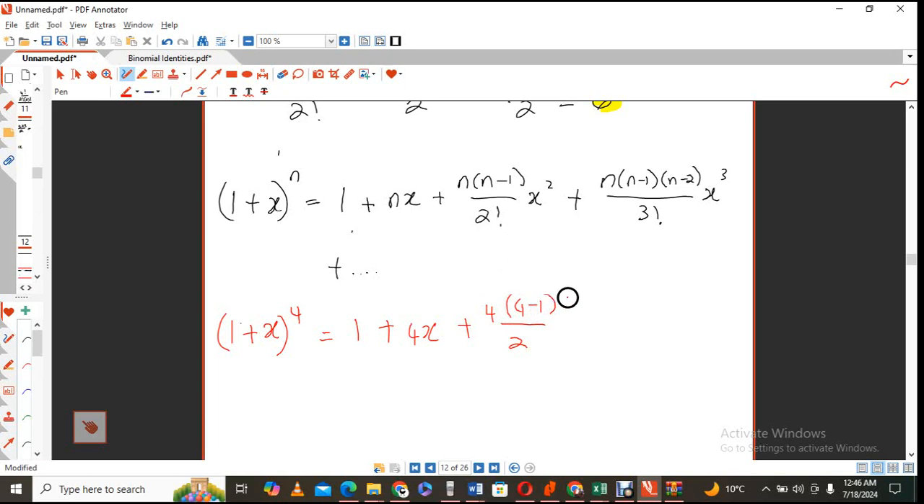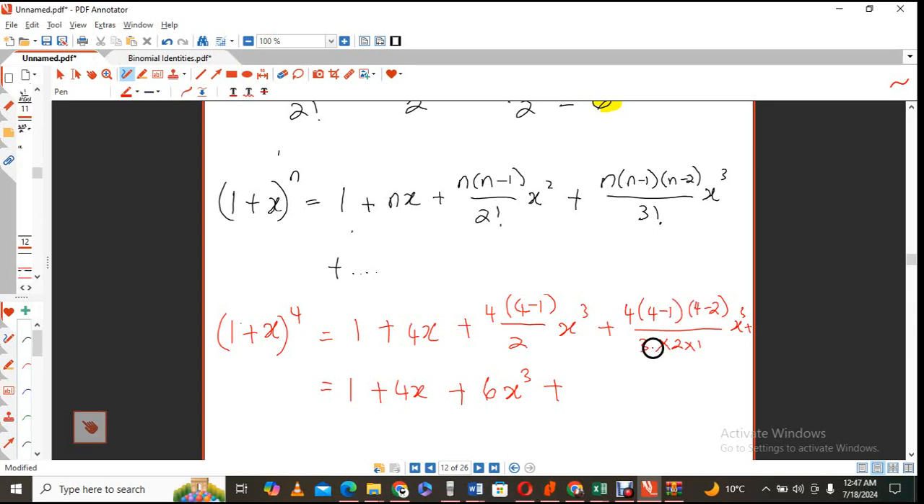2 factorial is just 2. X squared, and then plus, let's bring in one more, which is 4 minus 1, 4 minus 2, and over 3 factorial is 3 times 2 times 1, x cubed, and so it goes. And let's see what we get here. So we've got 1 plus 4x, then plus, you have got 4 minus 1 is 3. 3 times 4 is 12. Half of 12 is 6x squared. Then I have got here 4 times 3 times 2.